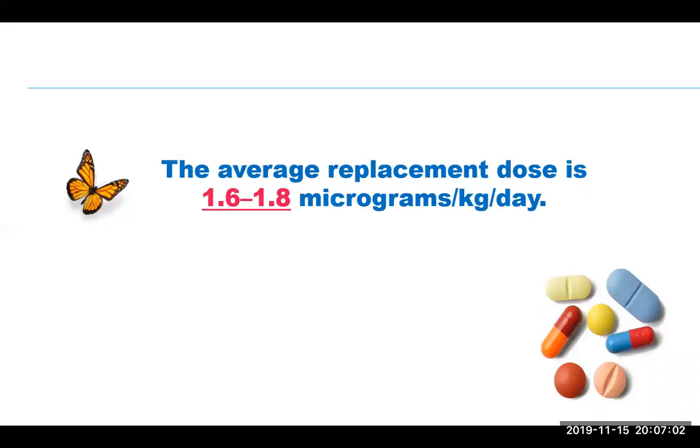The average replacement dose, this is very important practically, is 1.6 to 1.8 microgram per kilogram per day. For example, if we have a patient whose weight is 100 kilogram, the full replacement dose is about 160 microgram levothyroxine per day. This is very important practically. Just the patient's weight multiplied by 1.6 to 1.8. This is the full replacement dose.